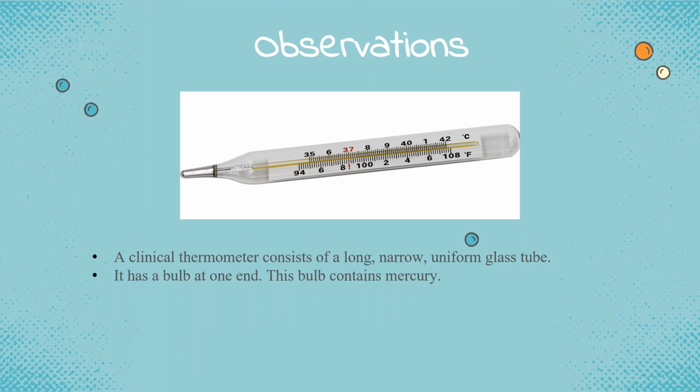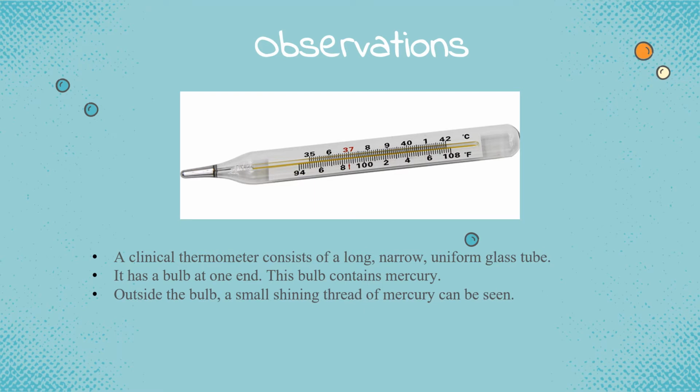It has a bulb at one end, and this bulb contains mercury. Mercury is a chemical element that is used in thermometers. Although mercury, when mishandled, can be harmful to the human body and to the environment, so thermometers are changing what they put in there in a lot of countries to keep the environment and each other, you and I, safe.